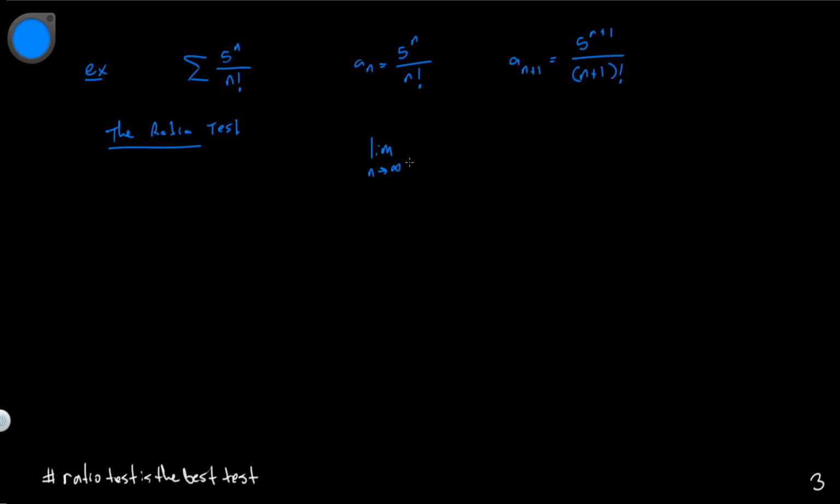as n approaches infinity of a sub n plus 1 over a sub n. So we have 5^(n+1) over (n plus 1) factorial divided by, I'm going to just multiply by the reciprocal, n factorial over 5^n. This is all absolute value. All right. Hopefully things will simplify nicely. It looks like they will. We have 5^(n+1) over 5^n, which means the 5^n's are going to go away, and we'll have 5 on top.